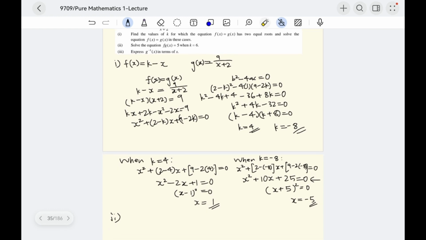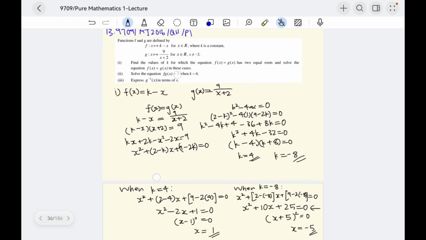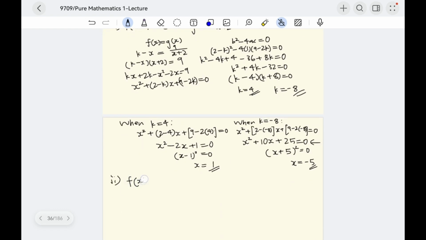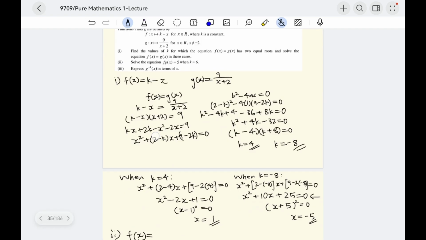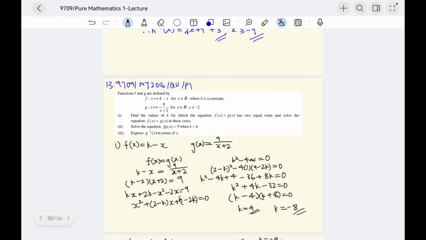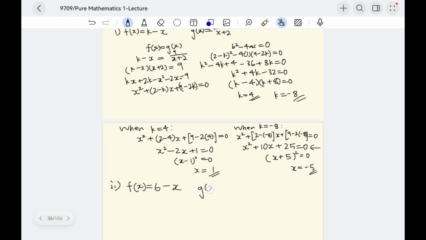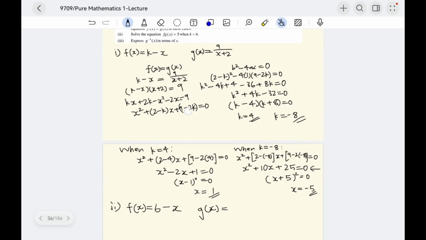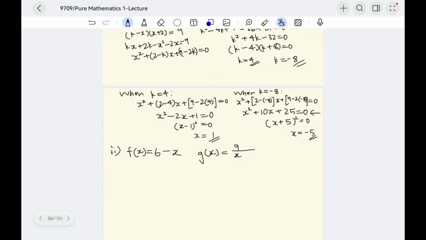So you can also see that here is fg(x). fg(x) is a composite function; let g map x first, and then f maps g(x). Okay, to get this composite function before equating it to 5. So let's rewrite the function f first. Since k is 6 for this part, that means f(x) is 6 minus x, correct? And also g(x) is still equal to x plus 2.